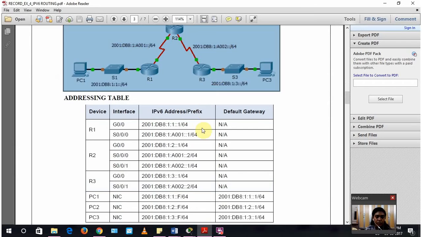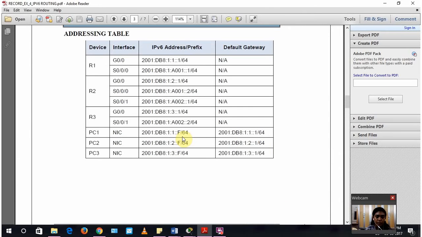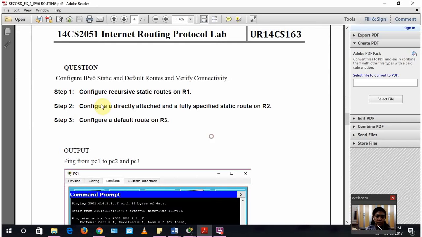So here is the topology and the addressing table I have used. The task is to configure a recursive static route on router 1, a directly attached and fully specified static route on router 2, and a default route on router 3.